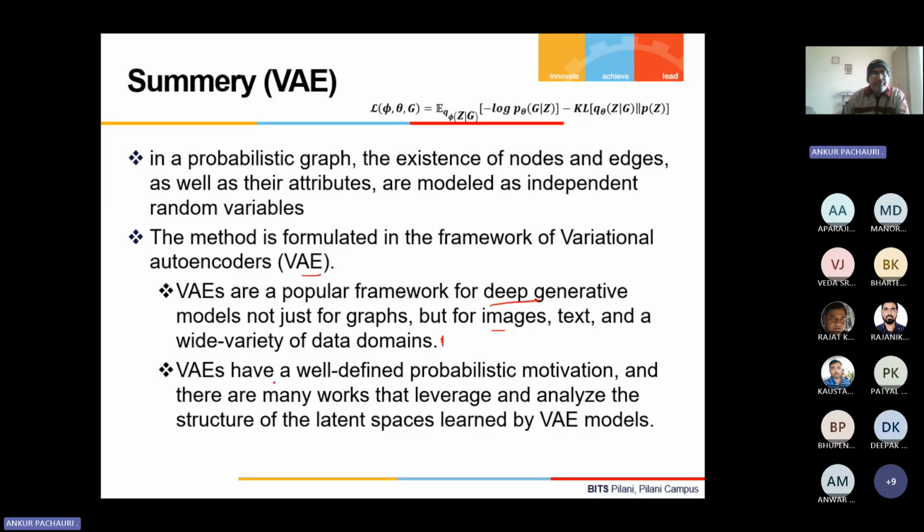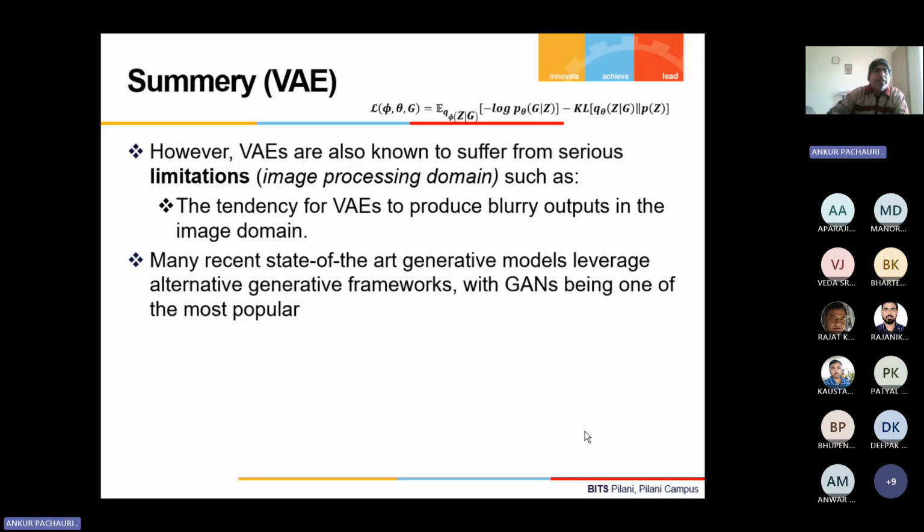Variational autoencoders have a well-defined probabilistic motivation, and there are many works that leveraged and analyzed the structure of the latent space learned by those VAE models. So not only for graphs, it can also be used for many other things, but they have some limitations.